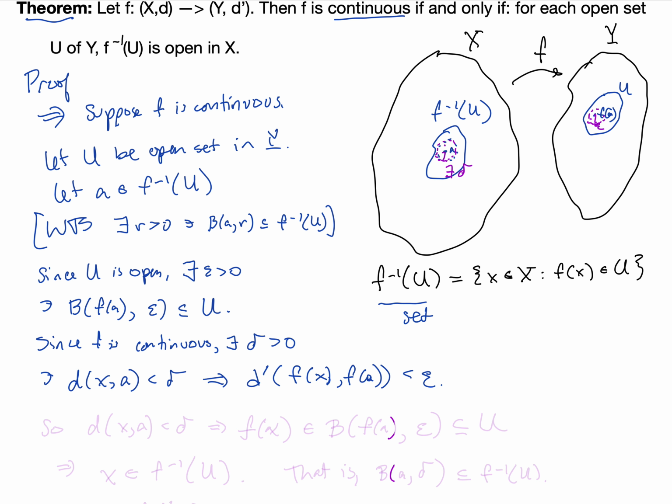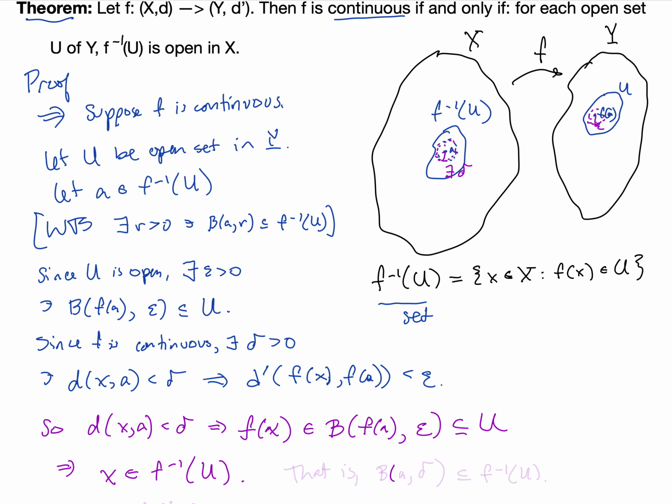So what do we have? That means that the distance between x and A less than delta implies that f of x will be of distance less than epsilon from f of A. In other words, f of x is in the ball centered at f of A of radius epsilon, and that we know is completely contained inside of u. So that tells us that f of x is in u. In other words, x is an element of f inverse of u.